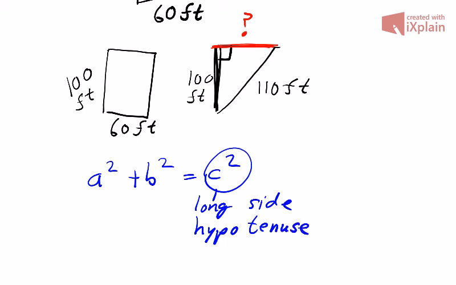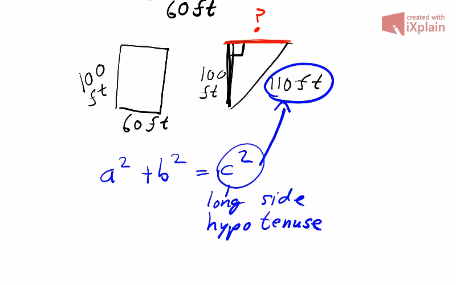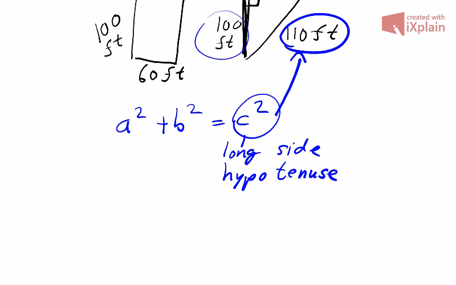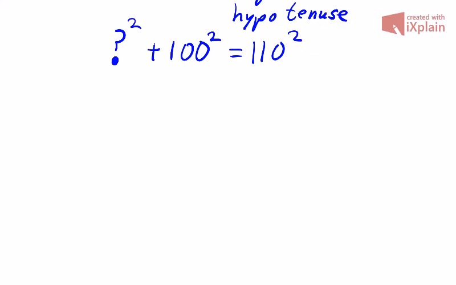So in this case, my long side, or my hypotenuse, is going to be this one right here, which is 110 feet. So my other two are going to be these two parts right here. I don't know what one of them is. I'm just going to put question mark squared plus my 100 squared equals 110 squared. I would recommend using a calculator for this one. It's going to get a little bit ugly.